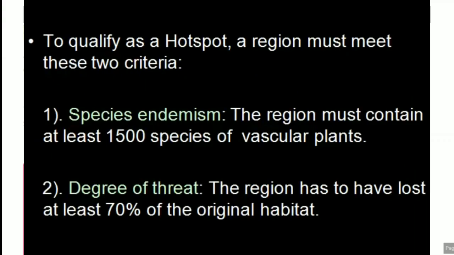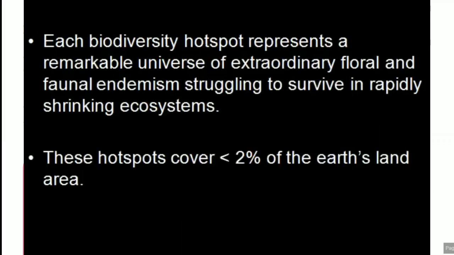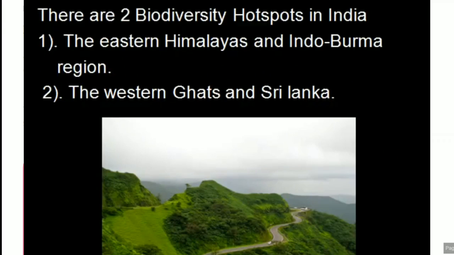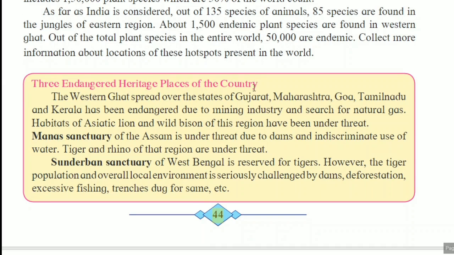34 highly sensitive biodiversity spots are reported all over the world. Such areas once occupied 15.7% of the area of the earth. At present, 86% of the sensitive areas are already destroyed. And related to this, the endangered heritage place of the country.